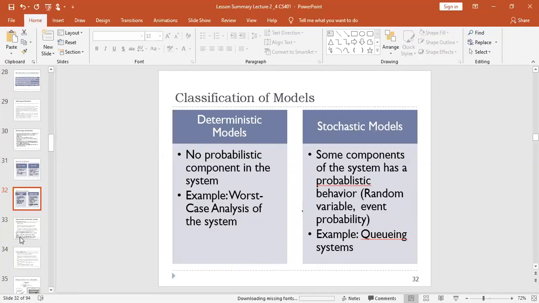So for example, if a car is moving at a certain velocity, we can tell that after 5 minutes, this is the distance it is going to cover. It's a deterministic model. Then when it comes to stochastic modeling, we are talking about modeling processes or systems which come with a likelihood, a chance.